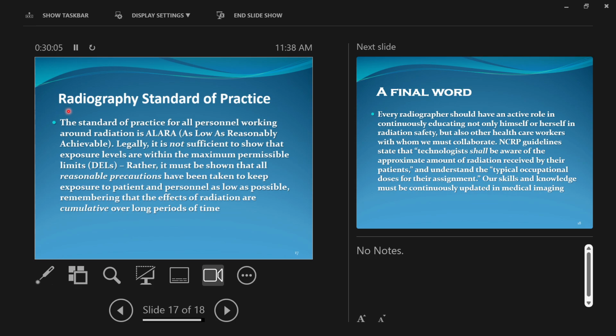Okay. So, standard of practice for radiographers. The standard of practice for all personnel working around radiation is ALARA. ALARA is a philosophy, right?